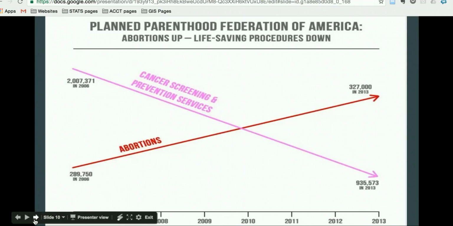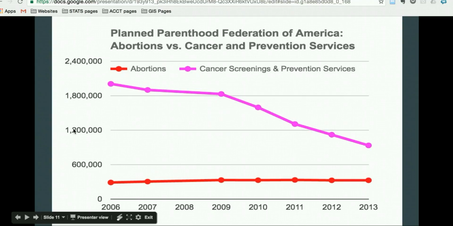Show you what the same data looks like. Now, this isn't my chart. This is from PolitiFact again. They got their data from the oversight reports that were submitted by Planned Parenthood to the federal government because they receive a lot of federal funds. They have to report numbers like this. And that's the exact same data.